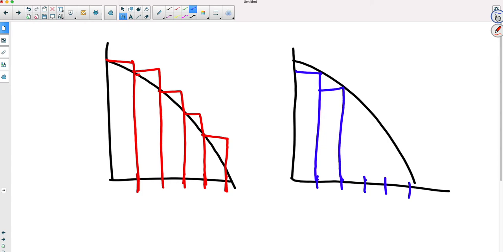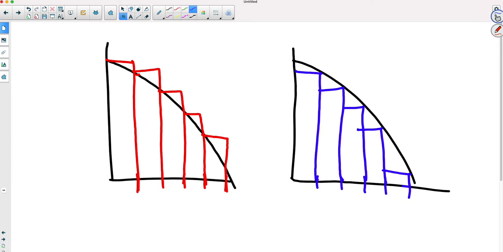What's the difference? One is overestimating, one is underestimating. Yeah, very good. So, yeah, one is an overestimate, and one is an underestimate.